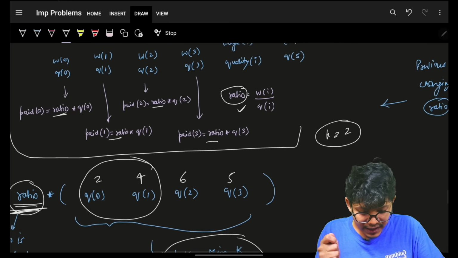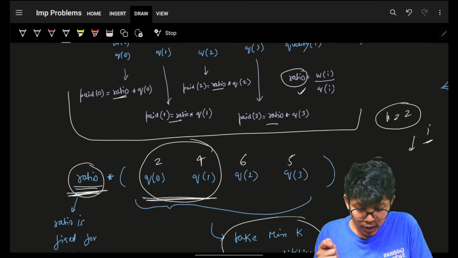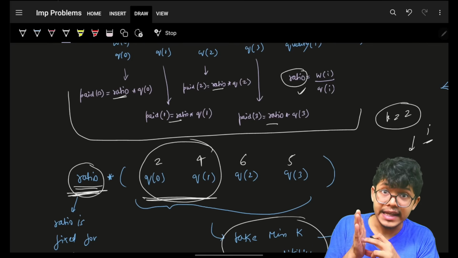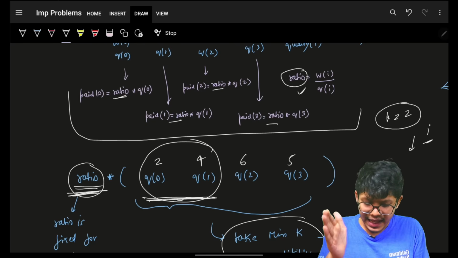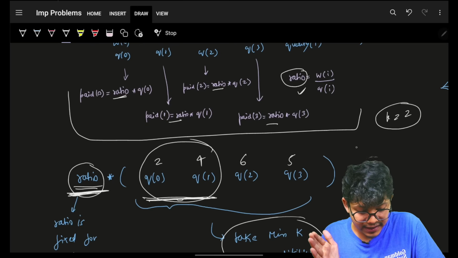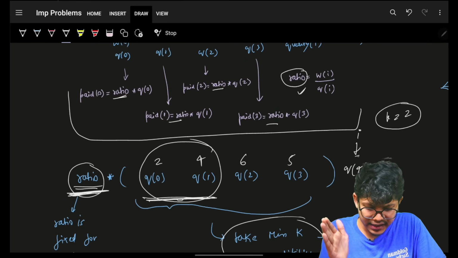Now let's say the next person comes. I go on to the next index. Again, I take the minimum k quantities and I take their sum. I will maintain their sum in a variable, and then I will simply multiply by this ratio. Because I know I was at the ith index, which had a quantity of, let's say, 4.